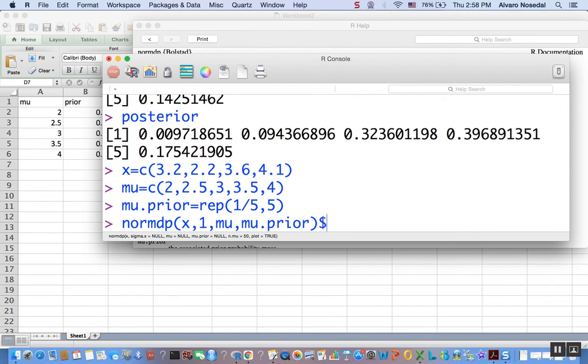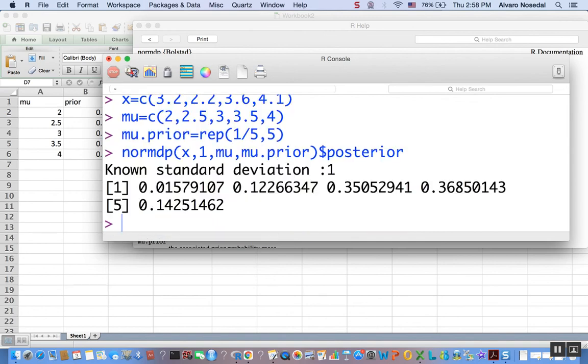The only thing that we want is the posterior, so we use that dollar sign and then the name of the object we want, posterior. That's what we have here: 0.015, 0.12, 0.35, 0.36, 0.14.